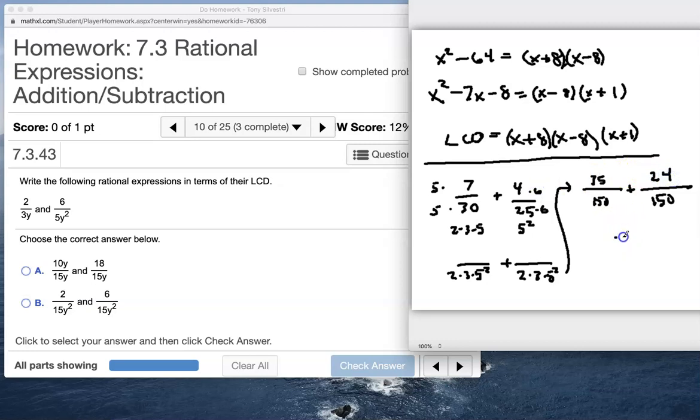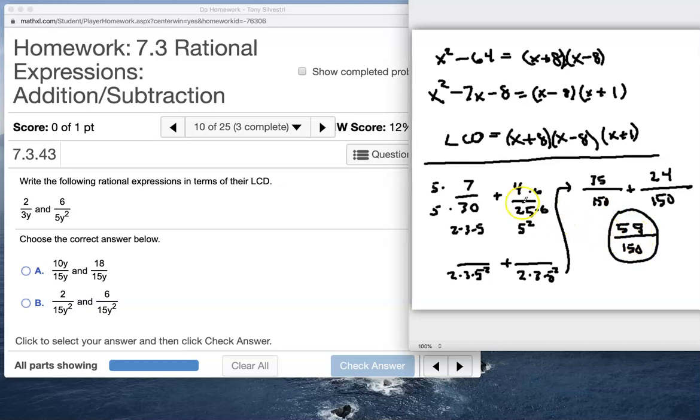Now you could do the problem. 150 is the denominator, and this looks like it'd be 99. No, what am I saying, not 99? This would be 59. 59 over 150 for this contrived problem.